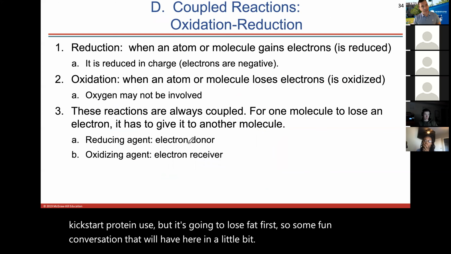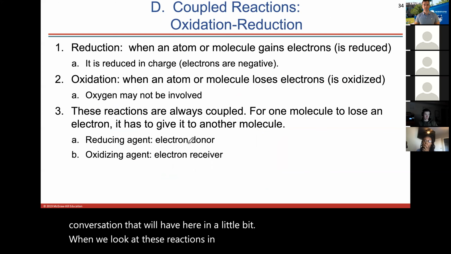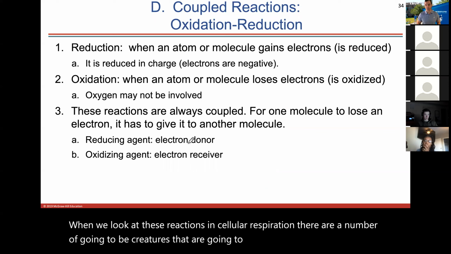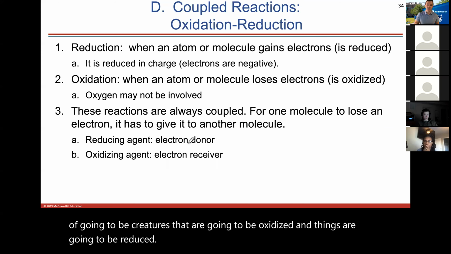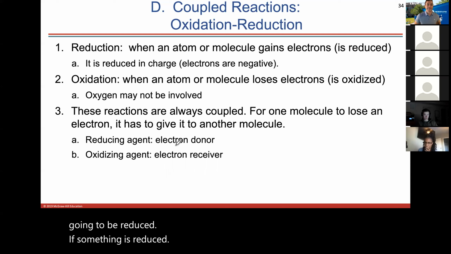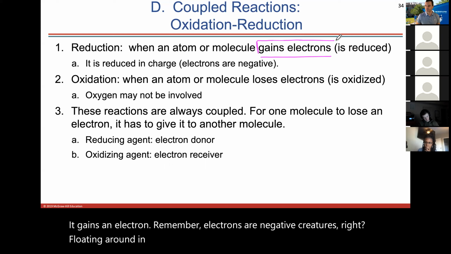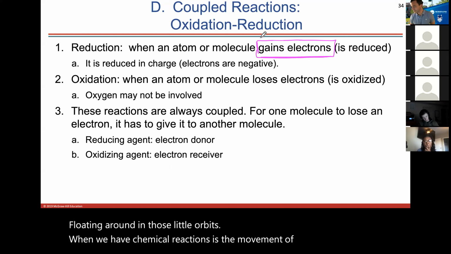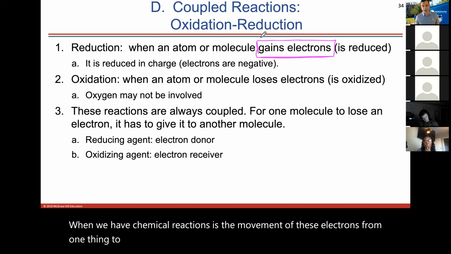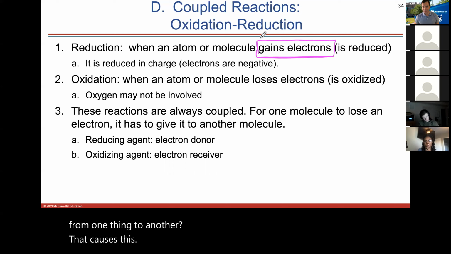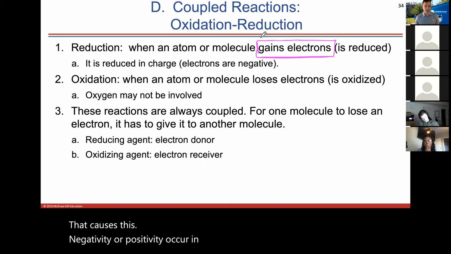When we look at these reactions in cellular respiration, there are going to be things that are oxidized and things that are reduced. If something is reduced, it gains an electron. Remember, electrons are negative creatures, right? Floating around in those little orbits. When we have chemical reactions, it is the movement of these electrons from one thing to another that causes this negativity or positivity, this reduction or oxidation.